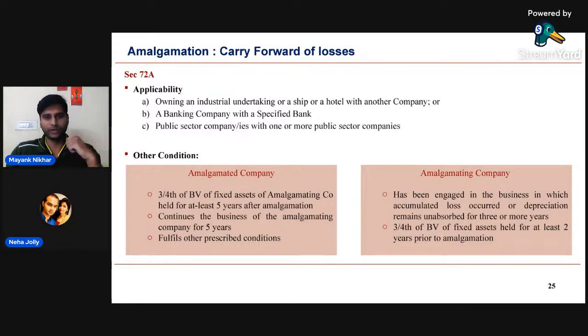Which companies can go for carry forward of losses in case of amalgamation? Technically, a company owning an industrial undertaking or a ship or hotel amalgamating with another company, a banking company, public sector companies with one more public sector company, and other conditions. Three-fourths of the book value of the fixed assets of the amalgamating company held for at least 5 years after amalgamation, and it continues the business of the amalgamating company for 5 years. So these are some of the conditions which are required for amalgamation.